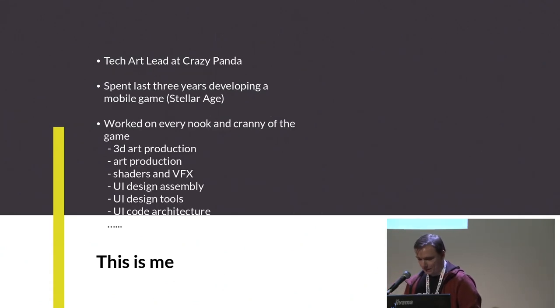So, here's what you have to know about me. I'm a tech art lead at Crazy Panda. I've spent the last 3 years developing a massive online multiplayer real-time strategy mobile game called Stellar Age. And basically, I've done a lot on that project because I started there as a mere programmer and through the years progressed and developed. I've developed several vital pipelines, and every place I went, I tried to make myself obsolete. That is a weird thing to say.